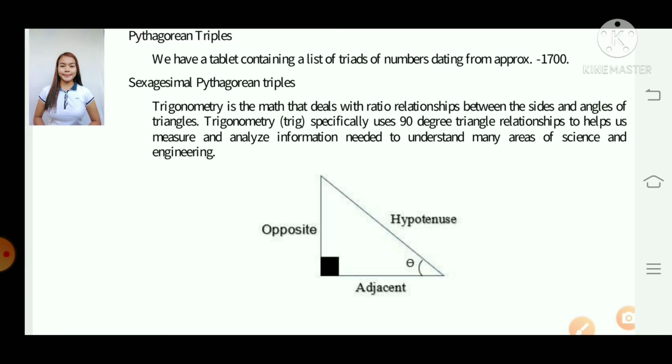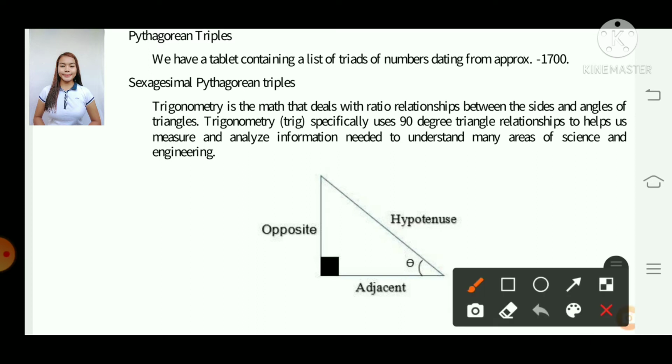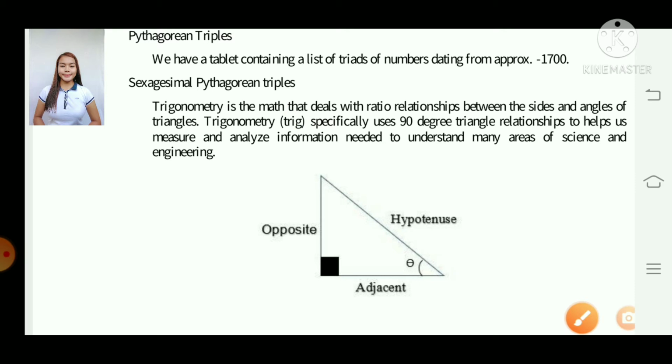Trigonometry is the math that deals with ratio relationships between the sides and angles of a triangle. Trigonometry, or trig, specifically uses 90-degree triangle relationships to help us measure and analyze information needed to understand many areas of science and engineering.